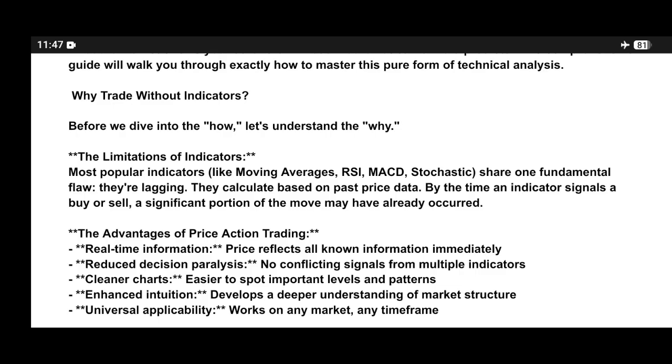So they are calculated based on past price data. And by the time an indicator signals a buy or sell, a significant portion of the move may have already occurred. Are you getting my point? So what indicators normally do is take place after the market has already passed by before they can move on. So they are working behind the price. Understand? Instead of working along with the price. Are you getting my point?